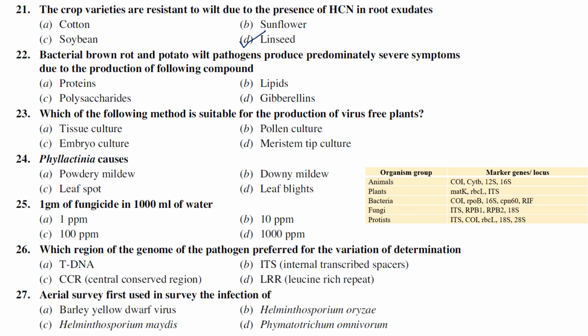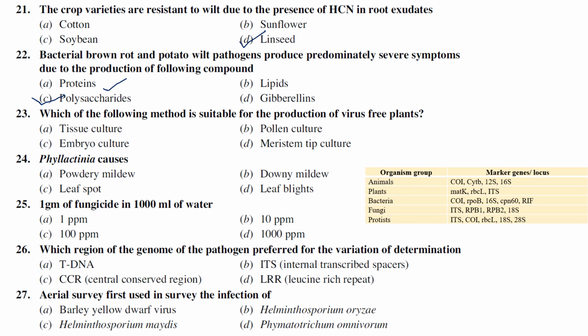Next one: bacterial brown rot and potato wilt pathogens produce predominantly severe symptoms due to the production of which of the following compounds? Proteins, lipids, gibberellins, and polysaccharides. Generally these bacterial brown rot and potato wilt pathogens produce polysaccharides that can cause very severe damage or very severe symptoms. So the answer is polysaccharides.